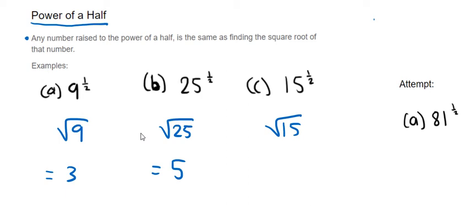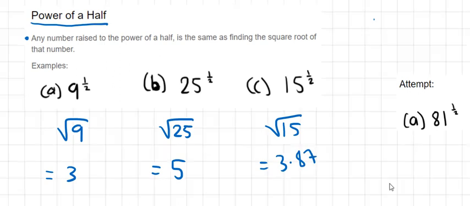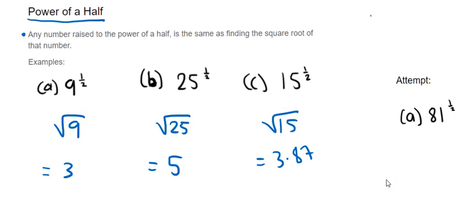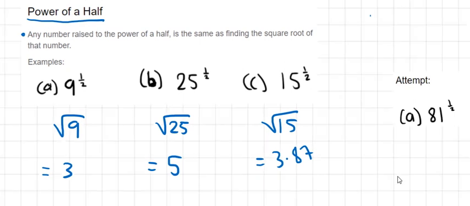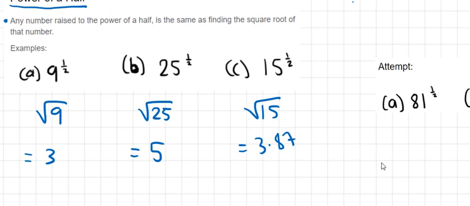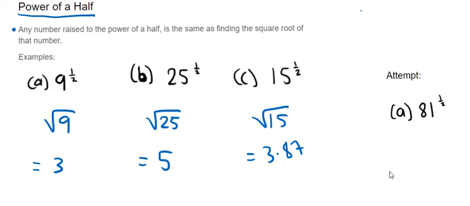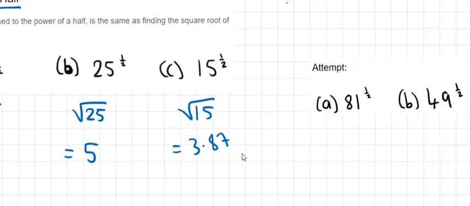So if you put that into your calculator, if you put the square root of 15 in, you'll get 3.87. So that's quite close to 4 then. And that's rounded off to 2 decimal places. So whatever the number is, if it's raised to the power of a half, it's the same thing as the square root of the number.